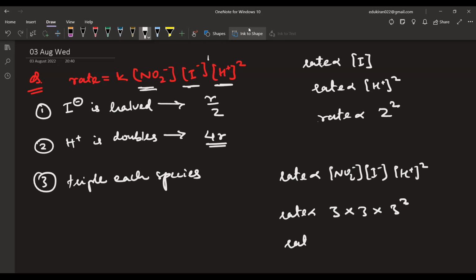So rate will be 3 times, this is 3 into 3, 3 to the 4. So it will be equal to how much? 3 3s are 9, 3 3s are 9. It will be equal to 81. So it will be 81R. You got this last one? Yes or no? Please tell me, guys.